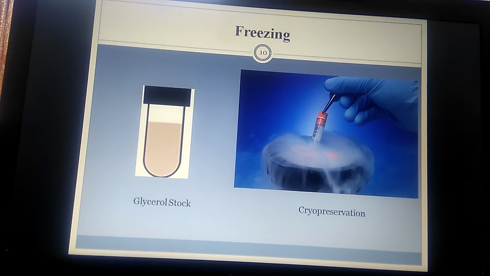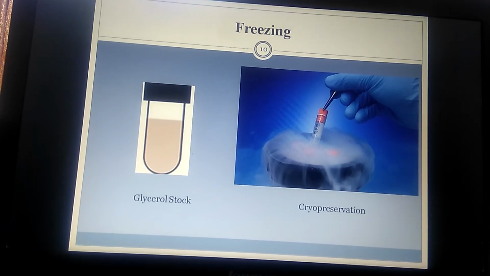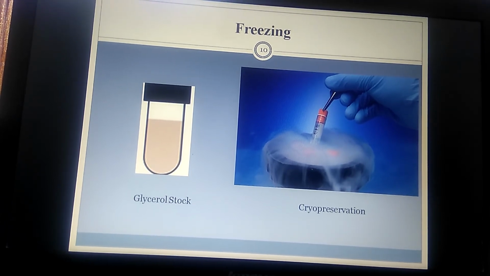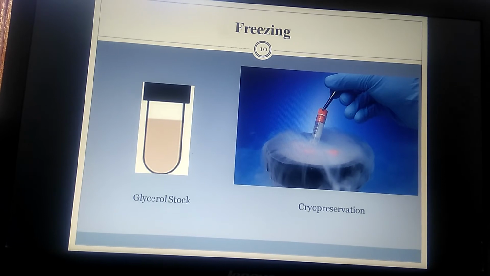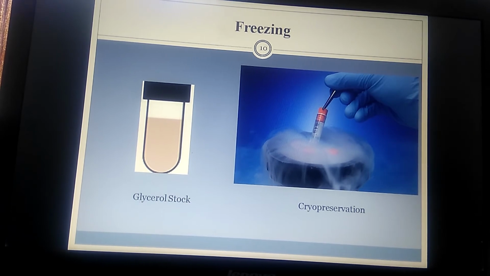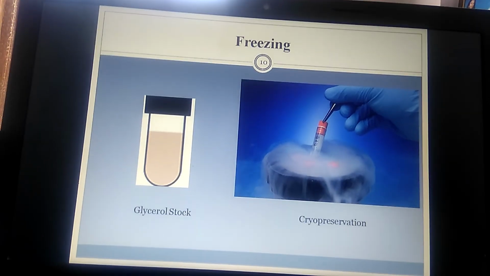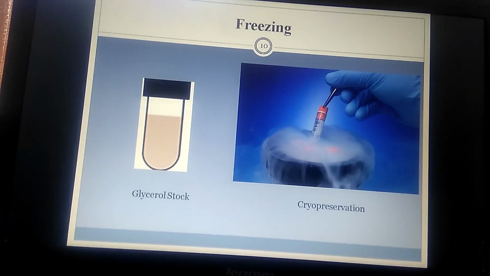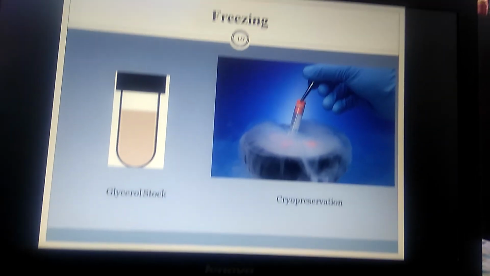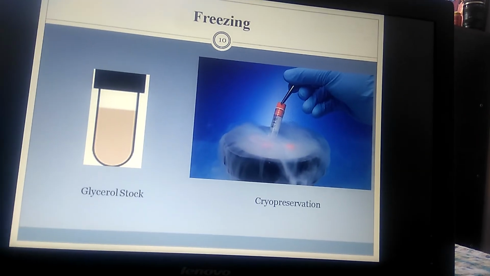Then there is something called cryopreservation. You might have heard about liquid nitrogen, etc. So cryopreservation is one of the techniques used to preserve the organisms for a longer time, like 15 years, 20 years, etc. The same glycerol will be added as a cryopreservant and will be stored in liquid nitrogen. Liquid nitrogen will be at minus 130 to minus 190 degrees Celsius. In between, we can adjust the temperature and preserve the cells in that condition for a longer time.